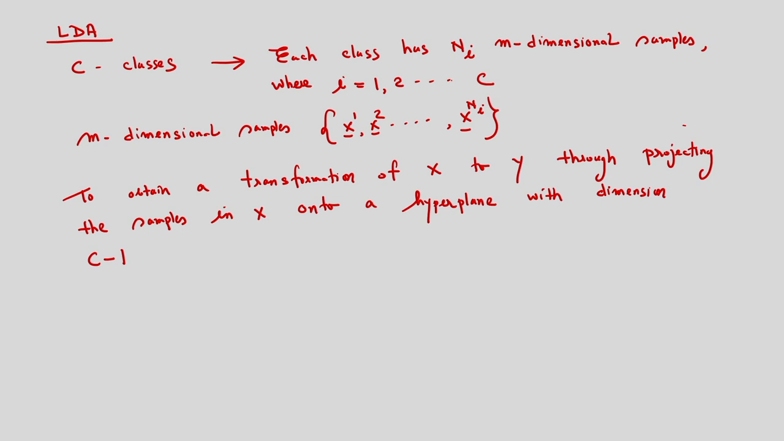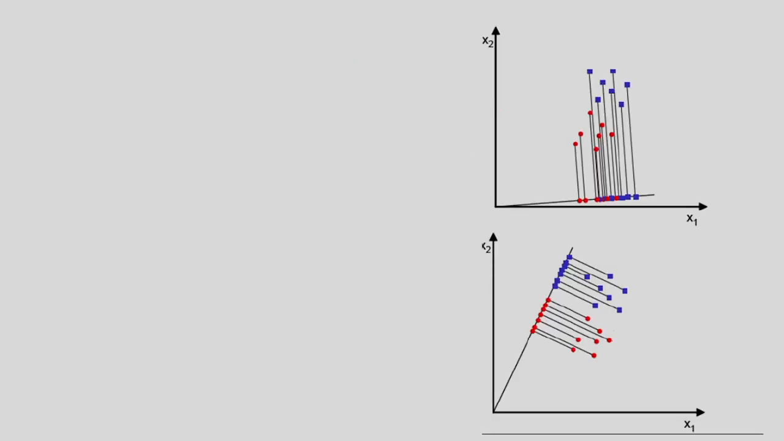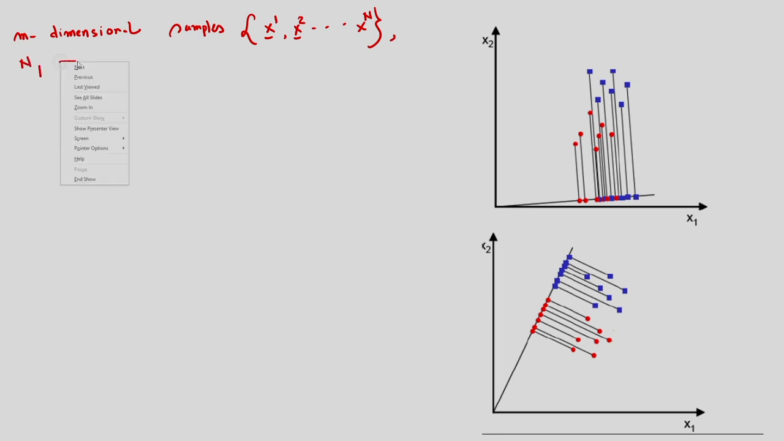Let us see what this means. Move to the next slide. Suppose we assume m dimensional samples x1, x2, up to xn. Out of this, n1 number of samples belong to the class omega 1, and n2 number of samples belong to the class omega 2. We want to obtain a scalar y by projecting the samples x onto a line.